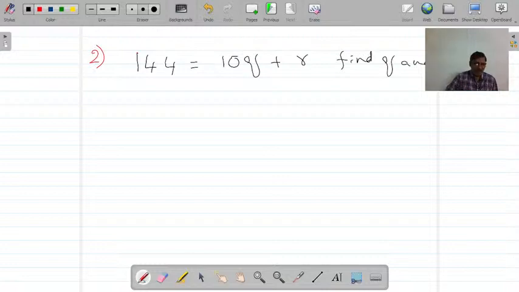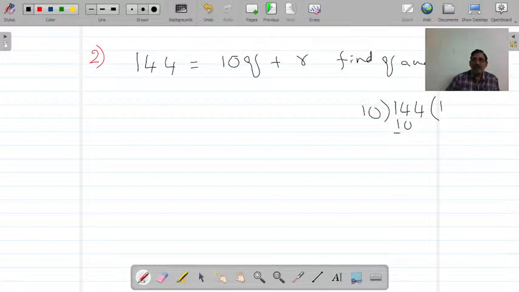Try that problem. Okay, I think already you might have obtained the answers for this. Whatever the answer you get, you just simply type it in the chat box. Simply what to do, again a simple logic, you have to divide 144 with 10.